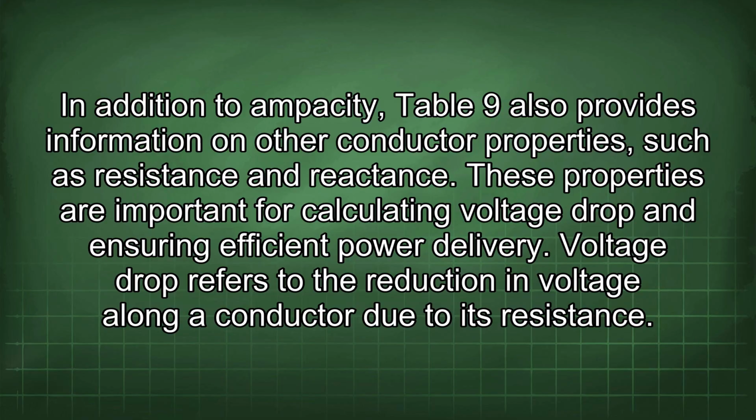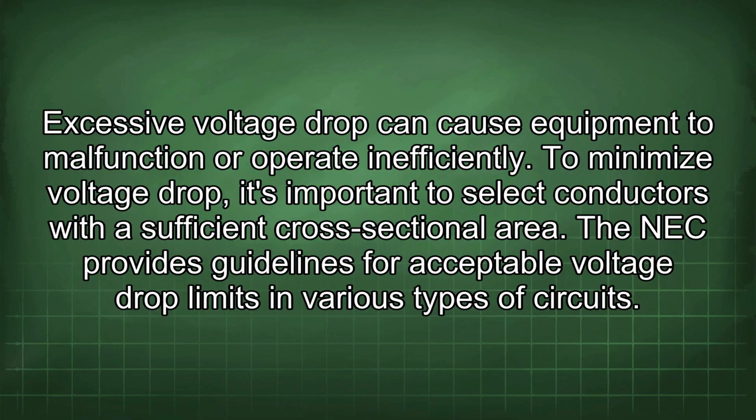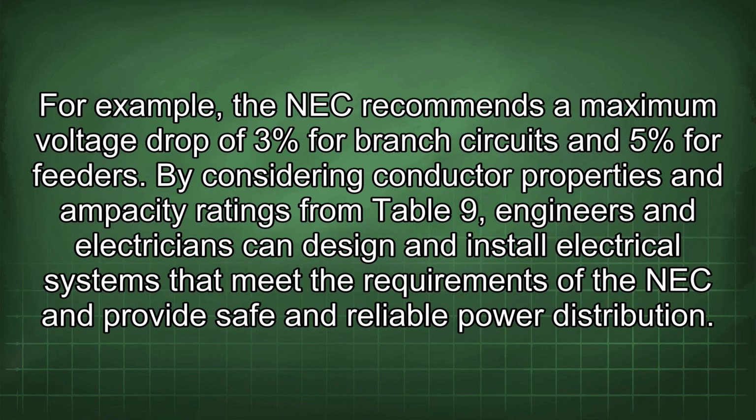Voltage drop refers to the reduction in voltage along a conductor due to its resistance. Excessive voltage drop can cause equipment to malfunction or operate inefficiently. To minimize voltage drop, it's important to select conductors with a sufficient cross-sectional area. The NEC provides guidelines for acceptable voltage drop limits in various types of circuits. For example, the NEC recommends a maximum voltage drop of 3% for branch circuits and 5% for feeders.